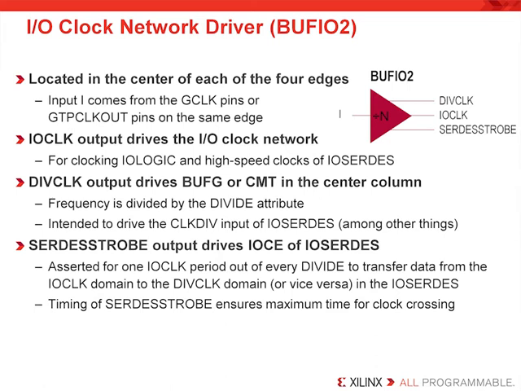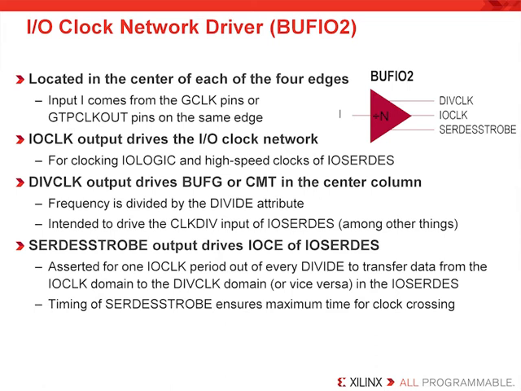The I/O clock output will drive the I/O clock network for clocking the I/O logic and the high-speed clocks of the I/O-SerDes. The divided clock or div clock output drives BUFG or CMTs in the center column. The frequency is divided by using the divide attribute that is associated with the BUFIO2 primitive. It's intended to drive the clock div input of the I/O-SerDes, among other things. We'll see this a little later on.